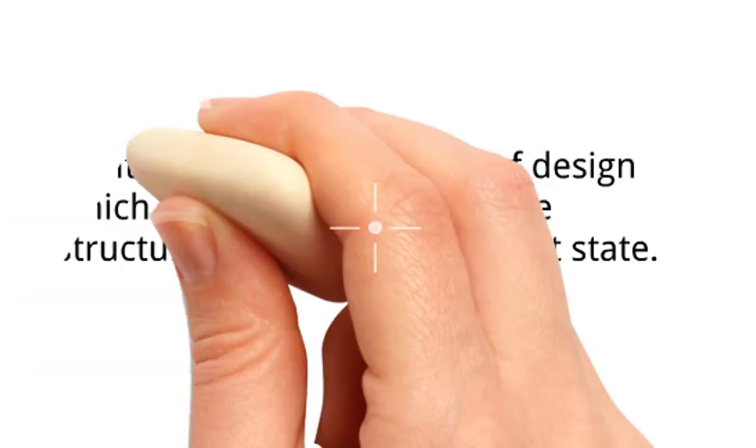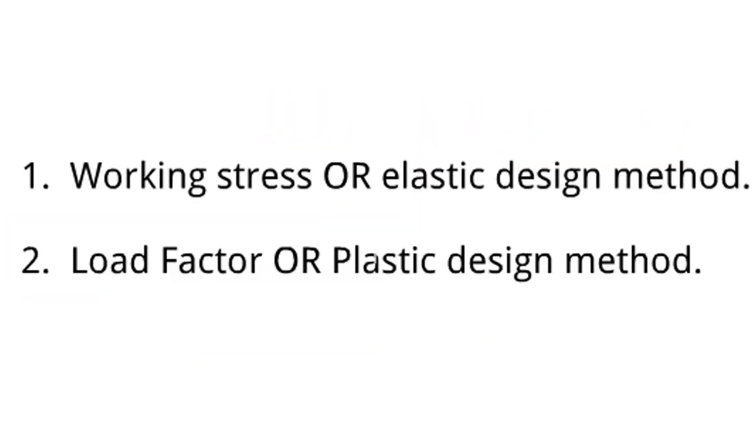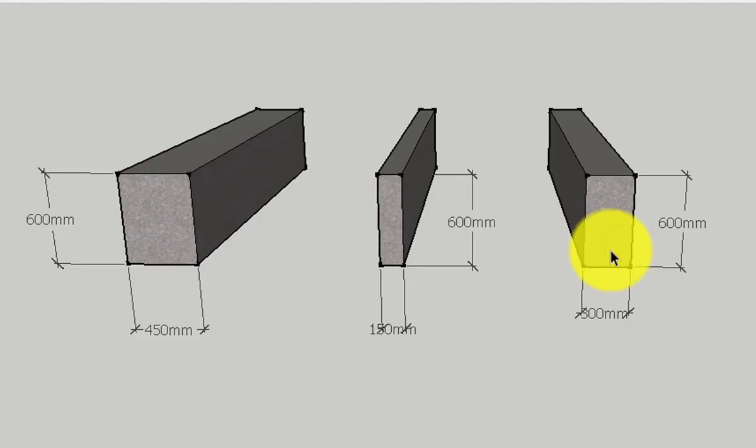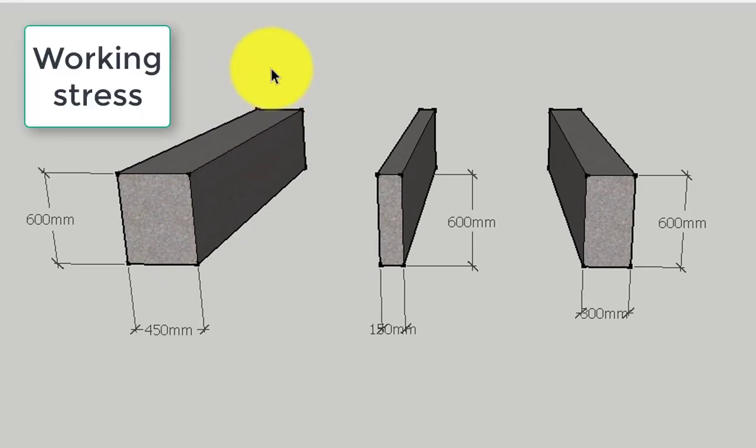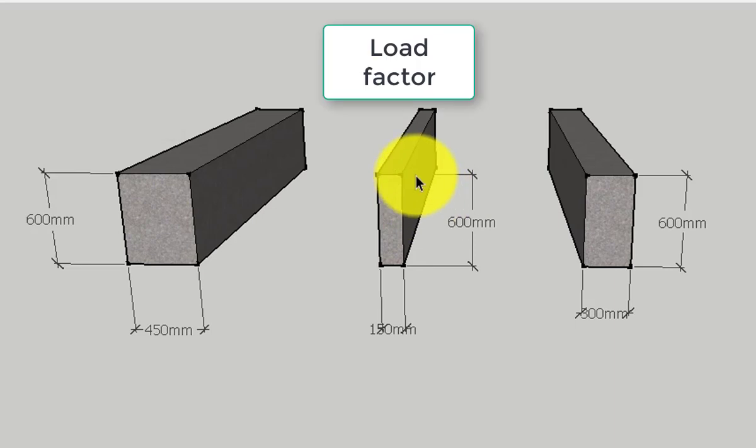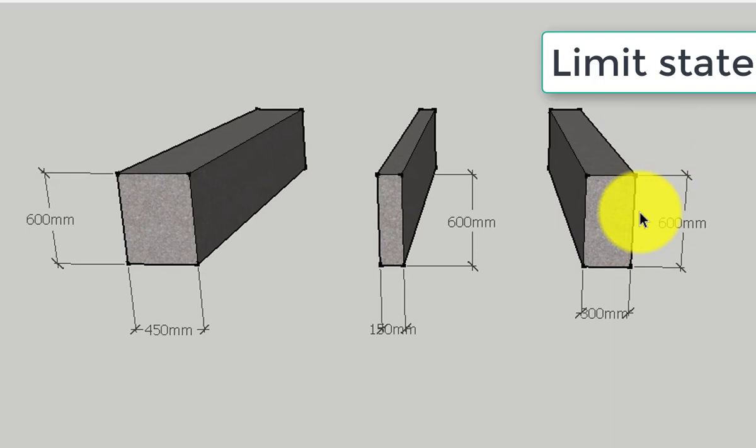Before the arrival and acceptance of limit state design, there was the working stress design method, also called the elastic design method, and there was the load factor design method, also called the plastic design method. Let me show you a section to explain this. These three beam sections are designed using different design methods. The first one is designed using the working stress design method, the center one using the load factor design method, and the last one using the limit state design method. So let's discuss them one by one.